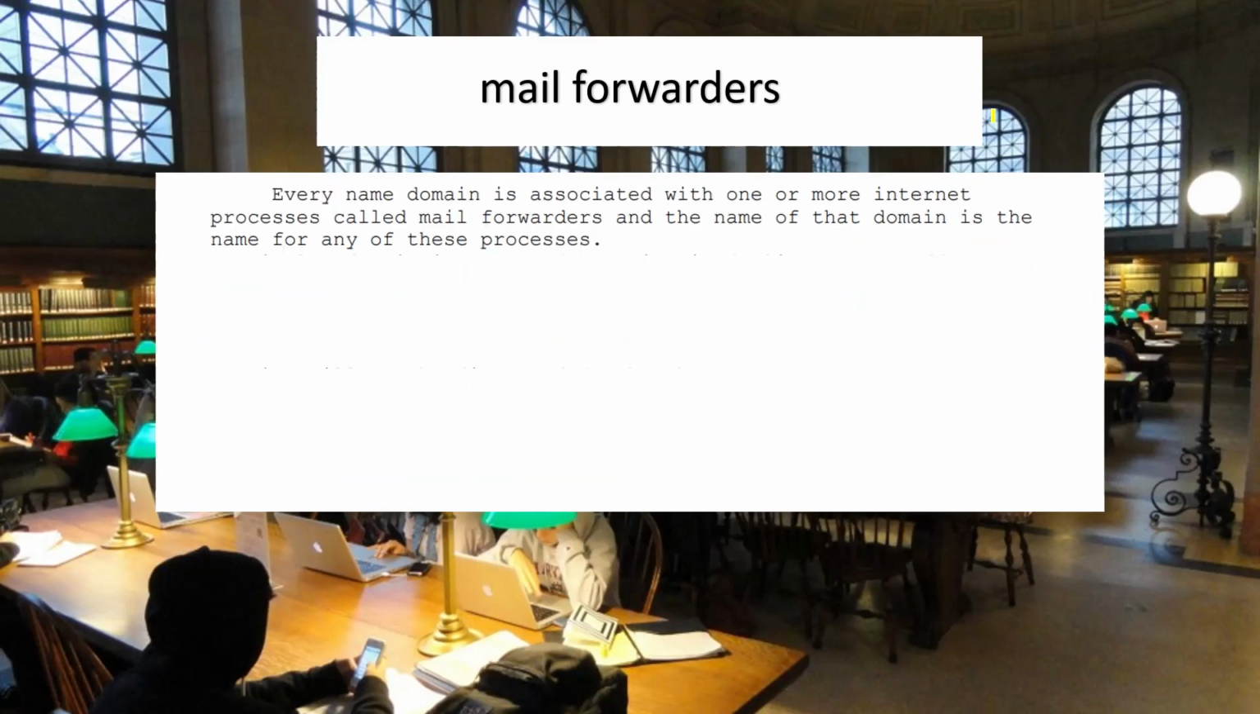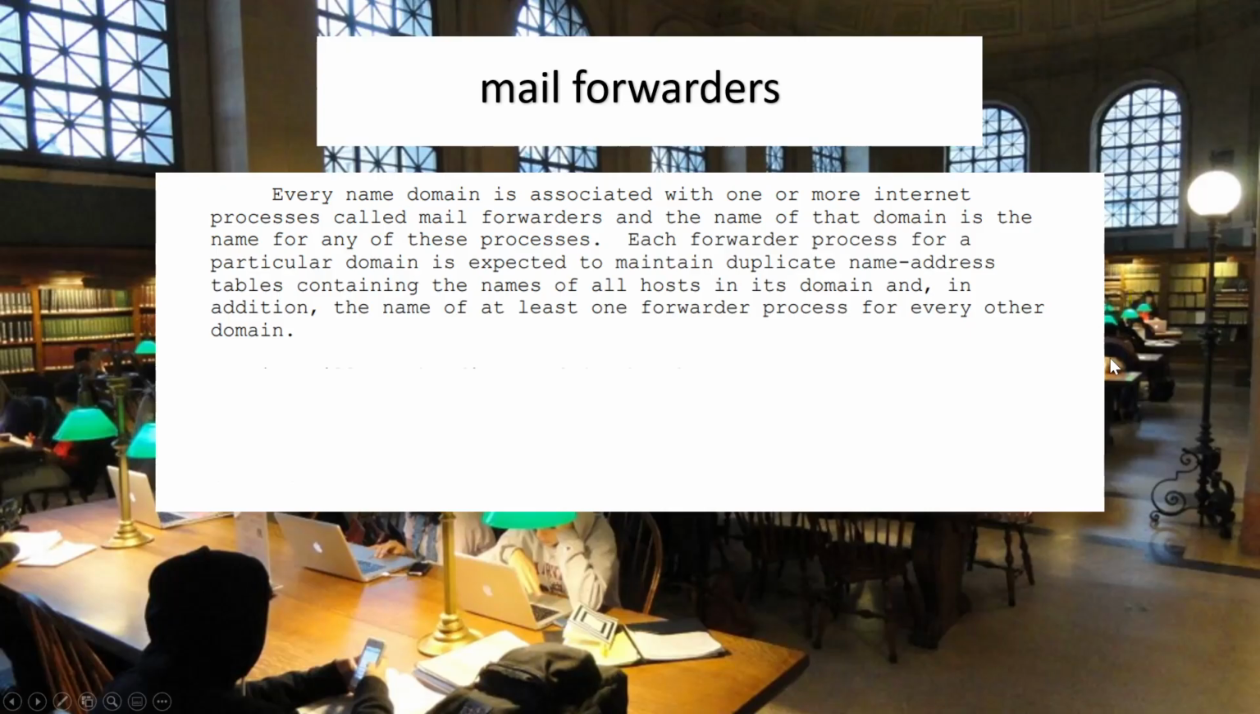Every name domain is associated with one or more internet processes called mail forwarders. So what is a mail forwarder? We're told it's just a process, and the idea is that every domain has its own forwarder, might even have multiple forwarders, and the name of that domain is also the name for any of these processes. So presumably, if there's a domain that has 3 forwarders, all those 3 forwarders would have the name of the domain? Maybe.